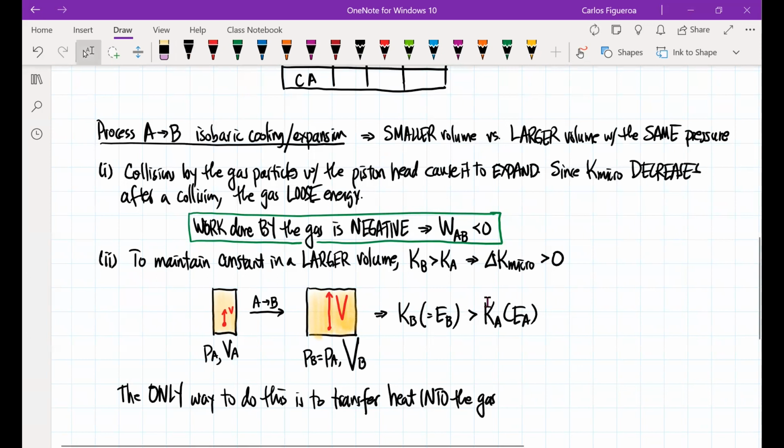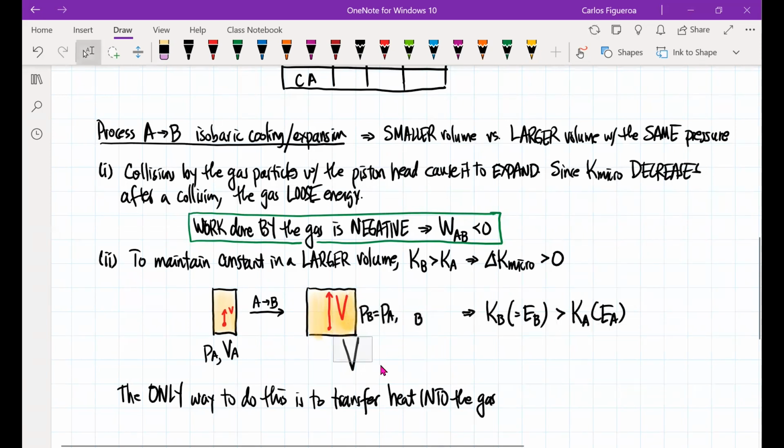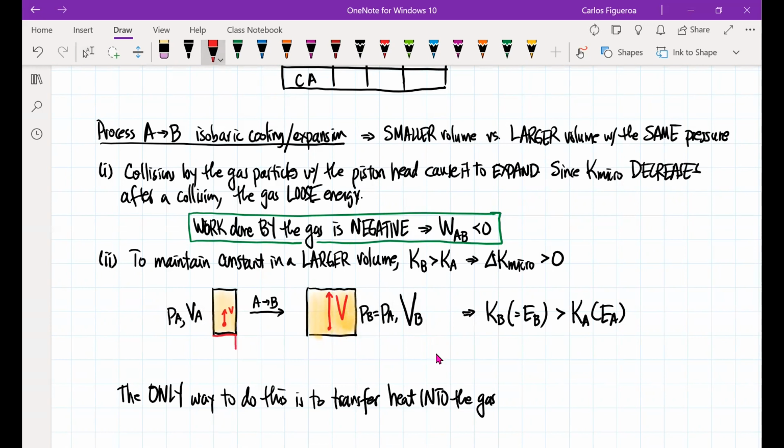So I don't really like my notation anymore. So I'm going to move this over here. And then I'm going to move these over here. And do a good job here. And then I'm going to move this right up here. And the only way we can do this is if I add heat, right? I have to add heat in order to make it work.